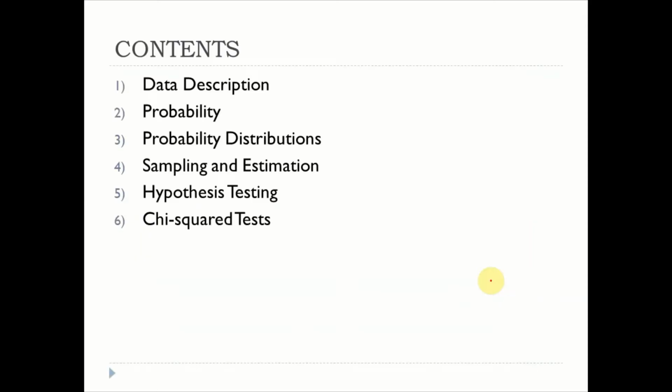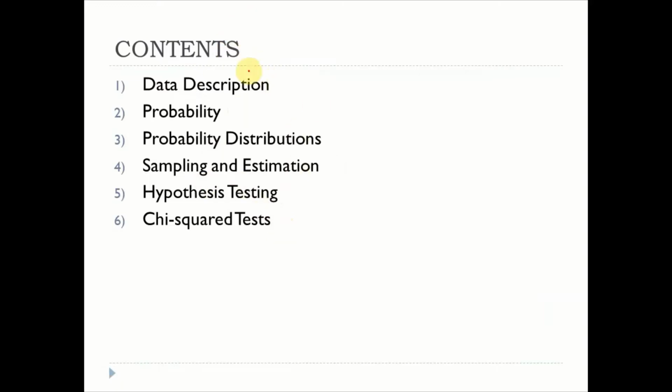Today we'll go into semester 3 topics, which is mostly concerning statistics. So there are 6 chapters as usual in semester 3. There's data description, there's probability distribution, sampling and estimation, hypothesis testing, and chi-squared test. So first we go into data description.